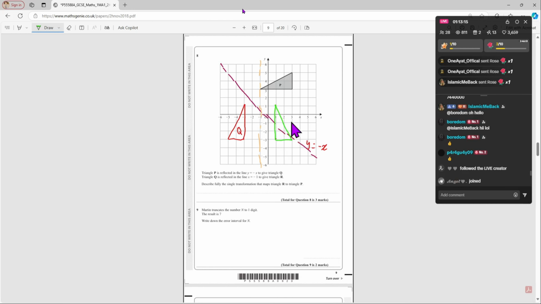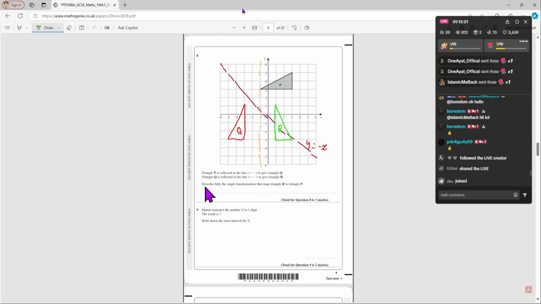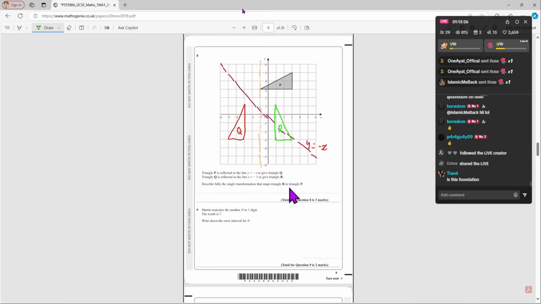And now you've drawn your triangle. It is triangle R. We have to write the single transformation to describe the fully distinguished transformation that maps triangle R to triangle P, this triangle over here. So the first thing you will know is going to be a rotation.